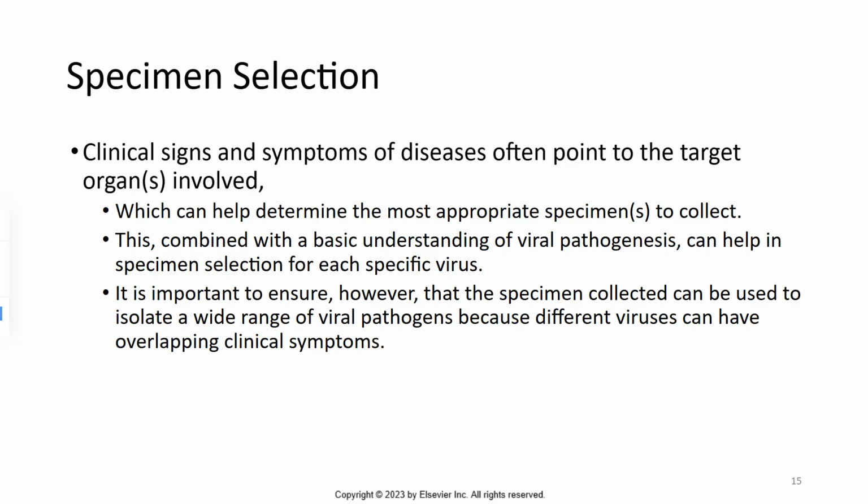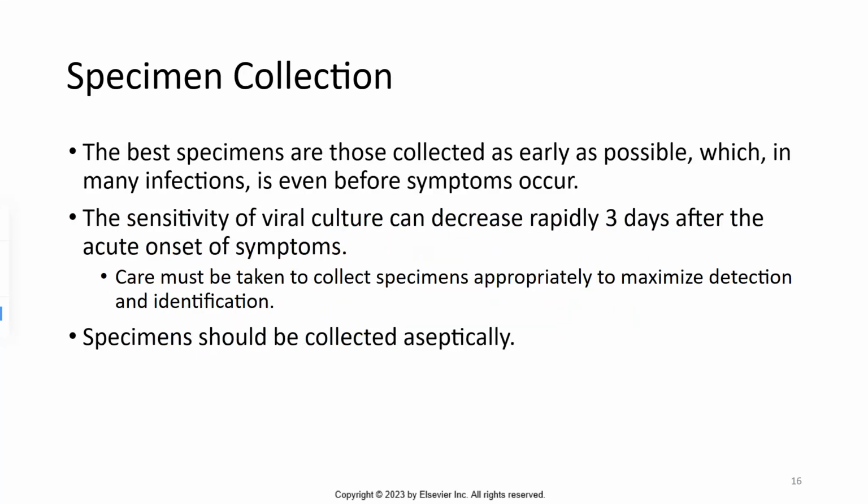Clinical signs and symptoms of the disease often point to the target organ that's involved, which can help determine the most appropriate specimens to collect. This, combined with a basic understanding of viral pathogenesis, can help in specimen selection. It's important to ensure, however, that the specimen collected can be used to isolate a wide range of viral pathogens because different viruses have overlapping clinical symptoms. The best specimens are collected as early as possible, which in many infections is even before symptoms occur. The sensitivity of viral culture can decrease rapidly 3 days after the acute onset of symptoms.